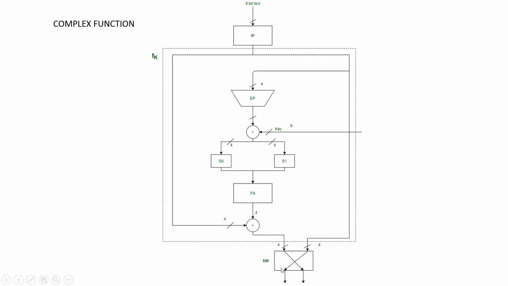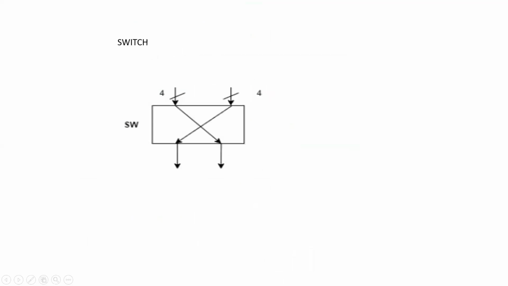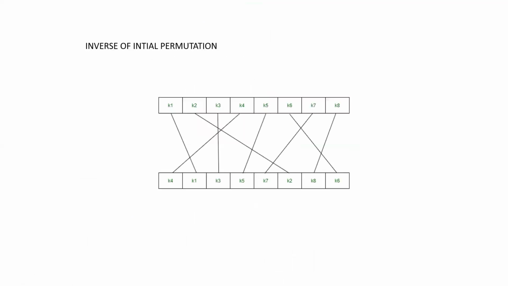And both of them are put through the switch operation. In the switch operation, these 4 bits are given here and these 4 bits are given here. That is the last step in the switch operation. And finally, we perform the inverse of the initial permutation. This process goes on for 2 rounds and we finally get the ciphertext out of the plain text.